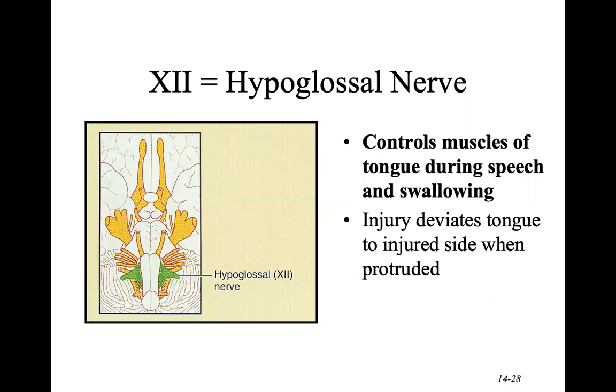We don't want to see any type of deviation, not just of the tongue, but even if they say, ah, we want to see the uvula in the center. We don't want to see that deviate to either side as well.